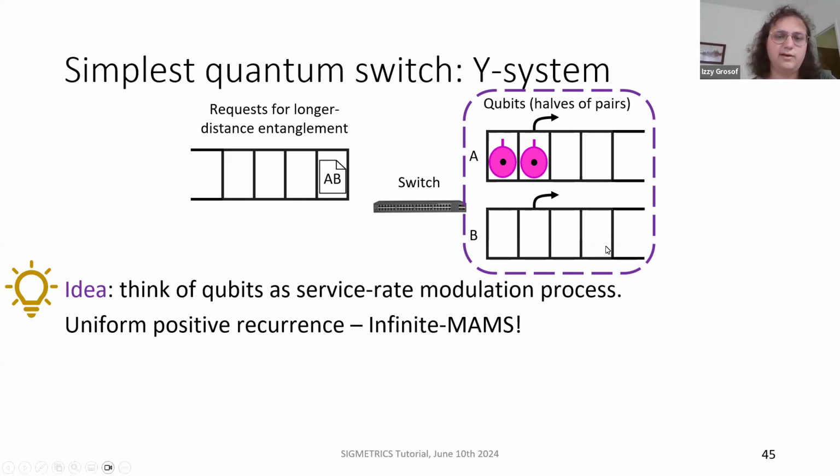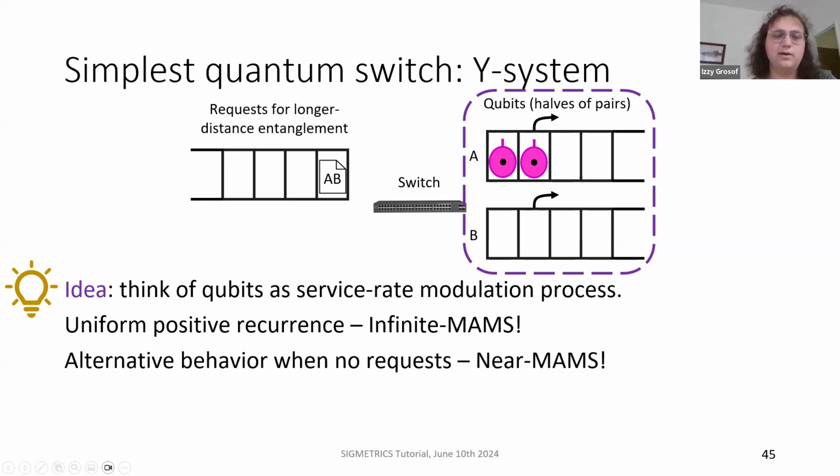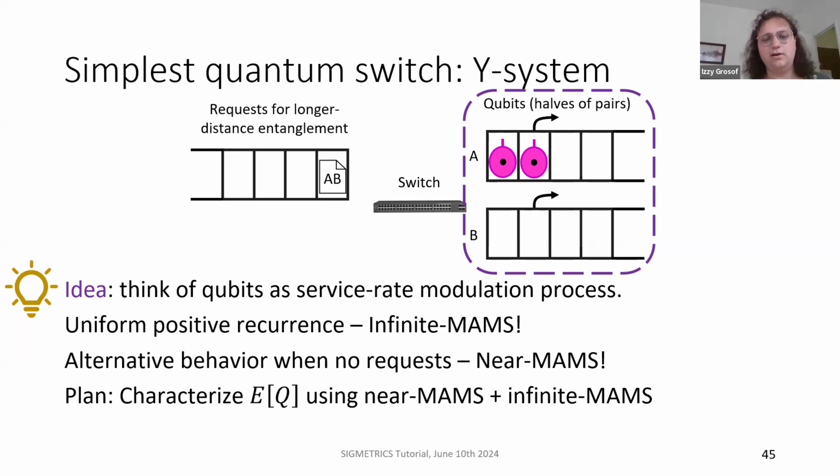But because it's on the service side of the system and not the arrival side of the system, there is alternative behavior when there's no request in the system, because we can build up both kinds of qubits in our system. And so this is actually a near MAMS system. It's an infinite near MAMS, but we're pretty sure we can still use these combined techniques to characterize mean queue length. And this is the final, most powerful technique of this framework, at least that we've developed, at least that I'm going to talk about today. So that's how you could use MAMS to analyze the system, at least if you get that generalization to work.